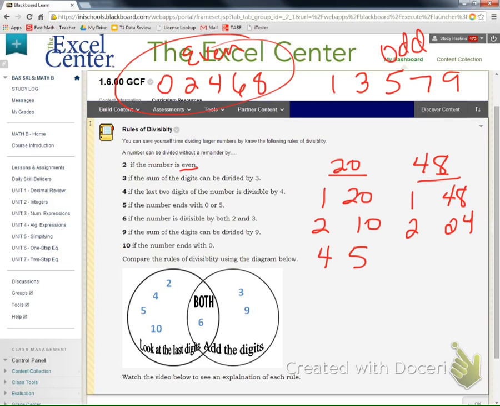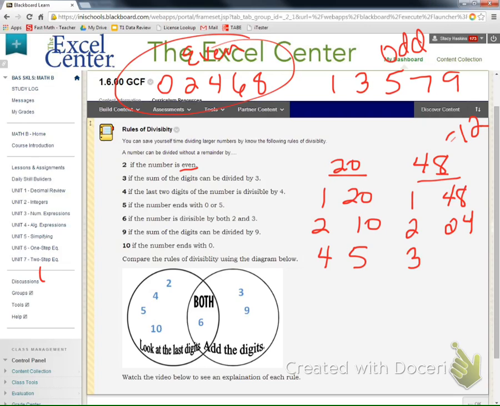Alright, now 3. Can 3 go into 48? Well, here's the rule of 3. If the sum of the digits can be divided by 3, then the big number can be divided by 3. What I mean by that: the number 48 has a 4 and an 8 in it. If we were to add 4 plus 8, you would get 12. Can you divide 12 by 3? Sure, because we know that 3 times 4 is 12. So that means the number 48 can be divided by 3 without any remainders.